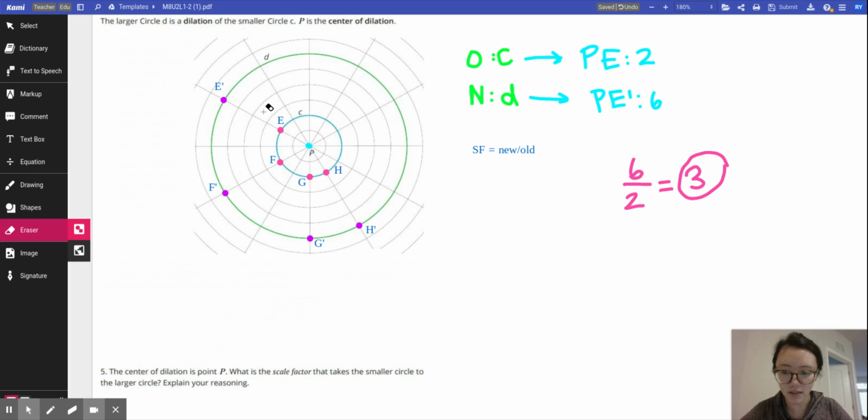With that being said, let's explain our reasoning. It's scale factor 3 because we used the units counting from the center of dilation, and we divided new over old. And that's how we got a scale factor of 3. Alrighty.